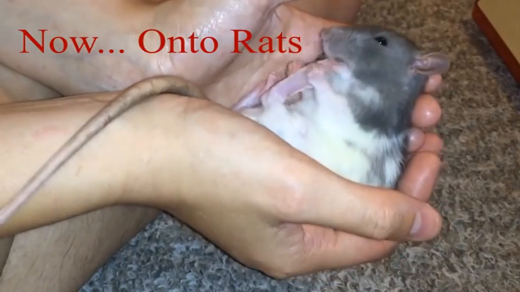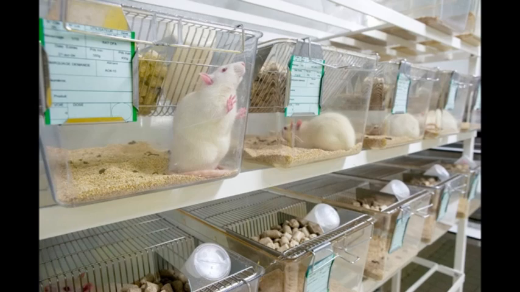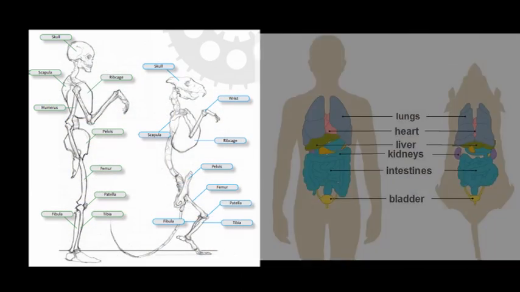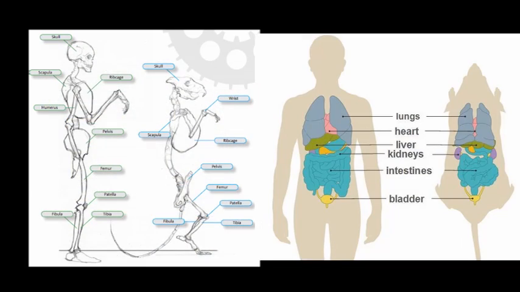Rats throughout history have played a major role in scientific advancement through their invaluable use as experimental subjects. This is due to the major similarities between their anatomy and our own, especially in the respiratory and circulatory system, with only minor differences in structure.